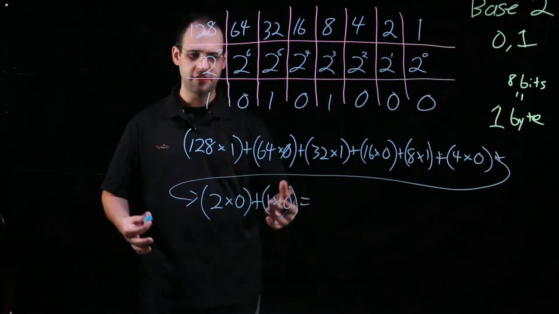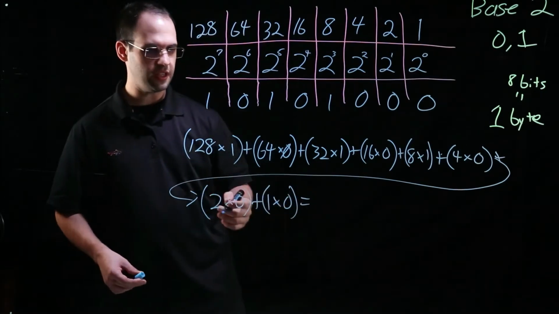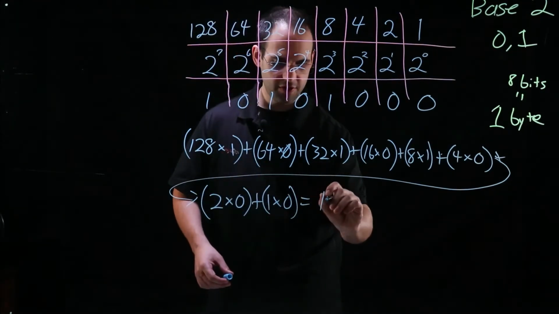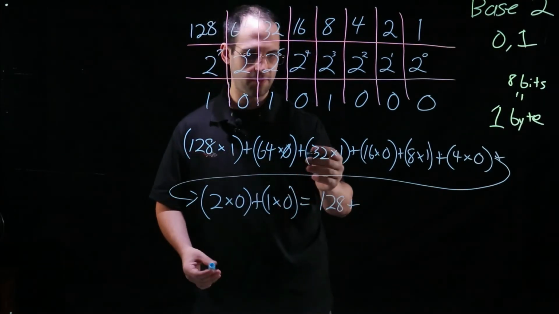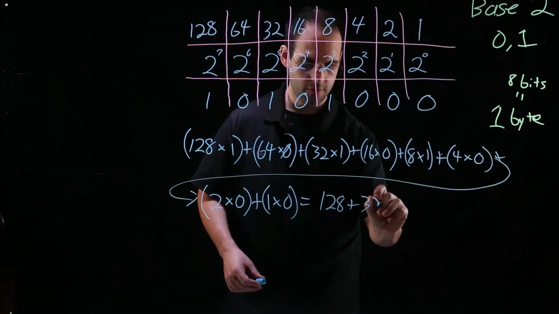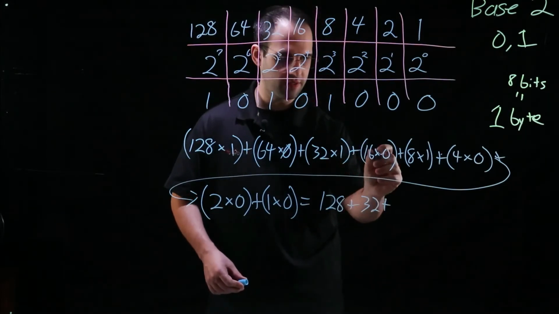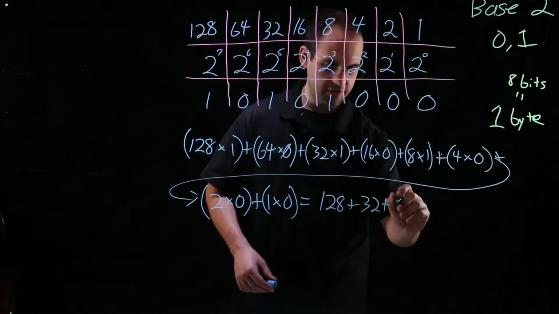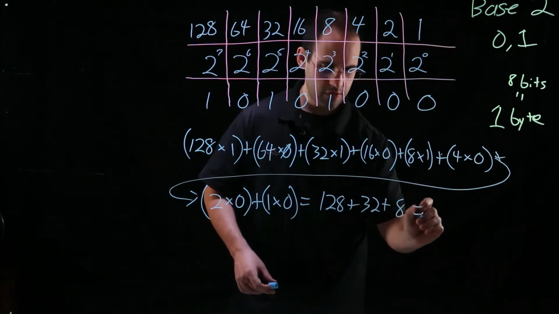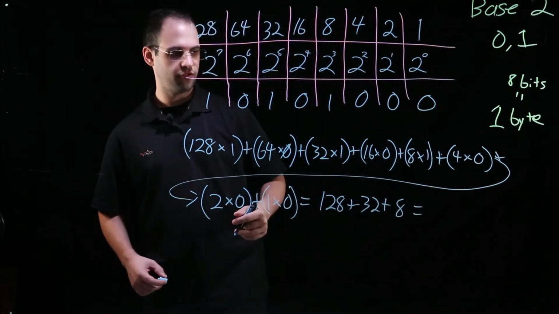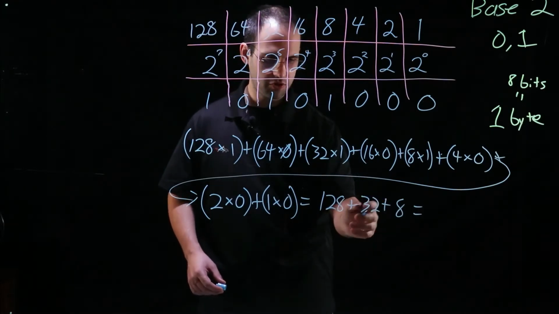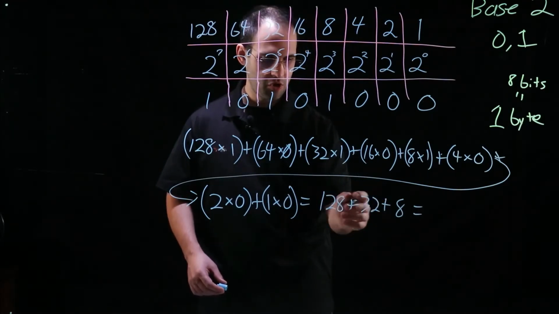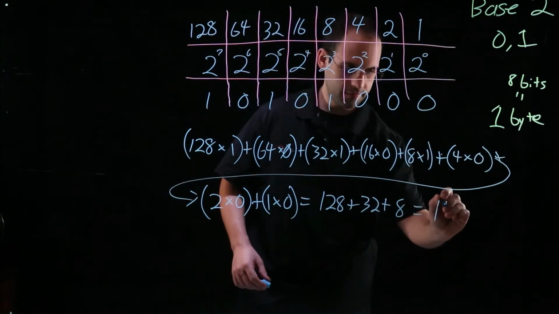All right. So what does this all equal? Well, it would equal 128, plus, well, that's a 0, we can skip that, plus 32. And that's a 0. Plus 8. So 128 plus 32 plus 8. You can add these together, so 128 plus 32 makes 160, plus 8 is 168.